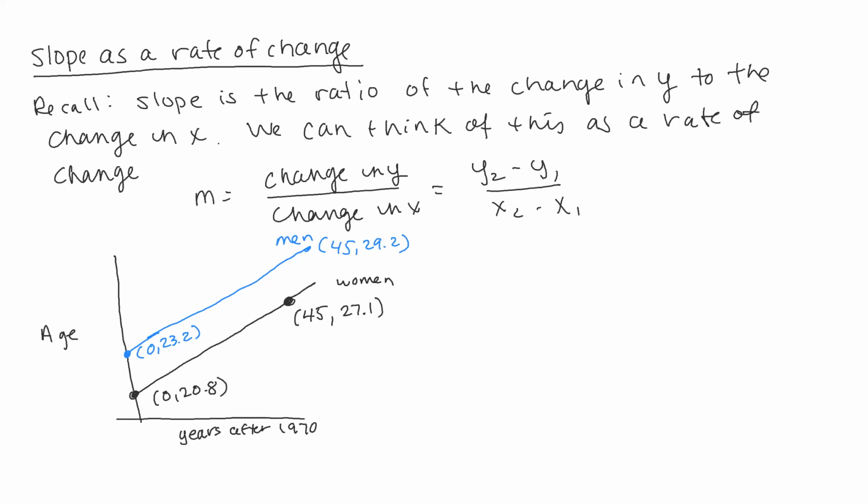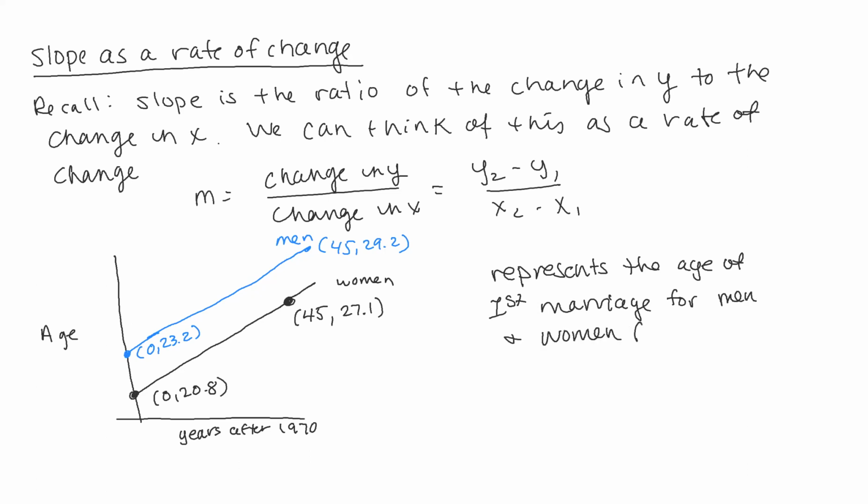So again, this represents the age of first marriage for men and women from 1970 to 2015. It shouldn't be that surprising that the age of marriage increases. Like in the 70s, my parents got married when they're 18. I'm not 18 and I'm still not married, and I don't plan on it anytime soon. So I think as time has passed, we're getting married later and later in life, on average, okay?